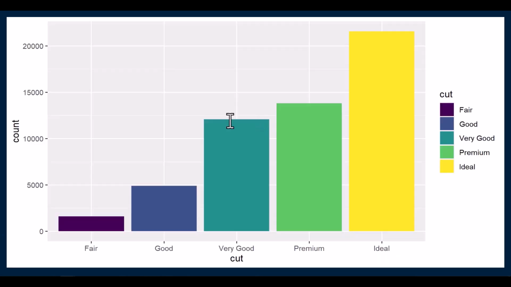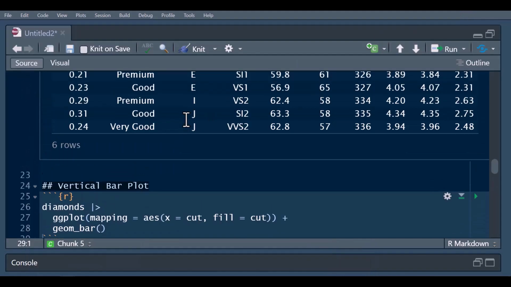When I run this, you can see that the plot showing the various diamond cuts has now been filled by cut. Look at the legend. This color, let's call it indigo, for example, is fair diamonds. We have the blue, good diamonds. We also have something looking like a cyan color, very good. We have green, premium, and yellow, ideal. This makes the graph more appealing and more colorful. That is what the fill argument inside the aesthetics does.